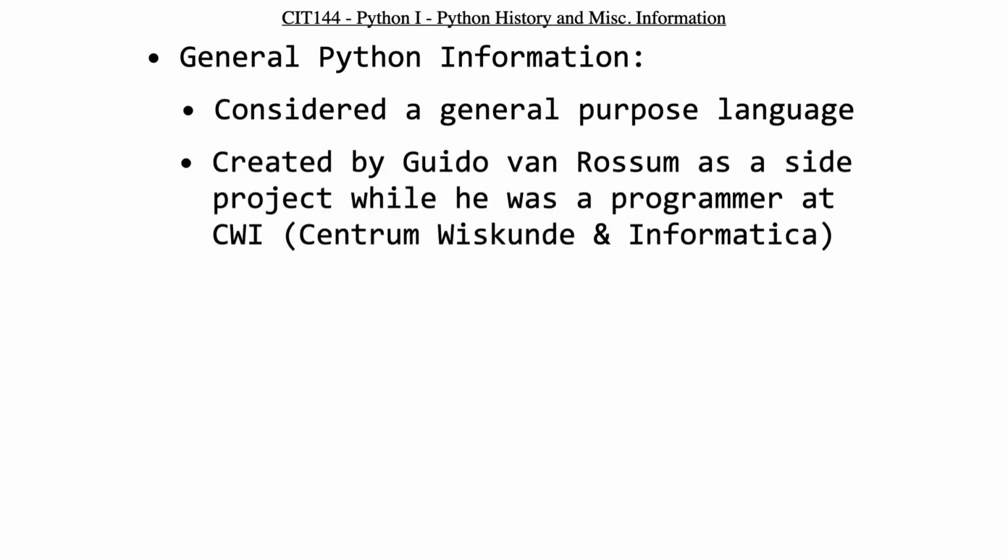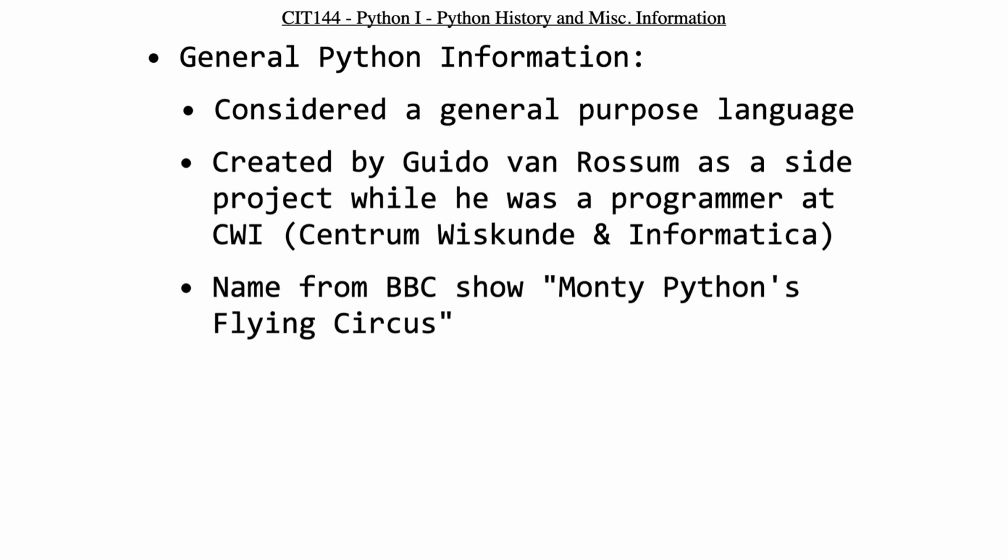It was created by a gentleman named Guido van Rossum. This was a side project that he worked on while he was a programmer at CWI. He just kind of worked on this on the side. When he was trying to come up with a name for his language, he was interested in the BBC show Monty Python's Flying Circus, and decided that his programming language needed an interesting name, so he chose Python.